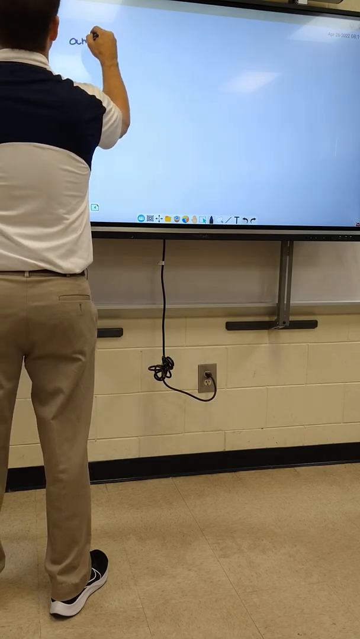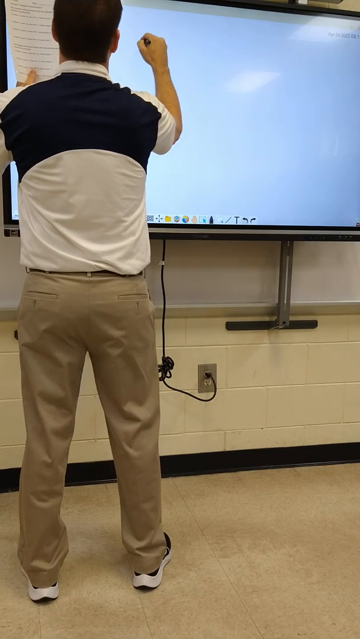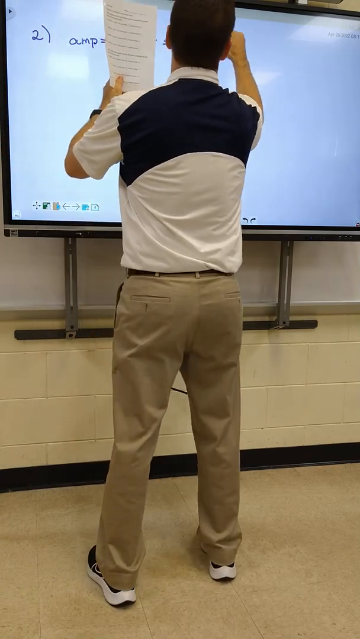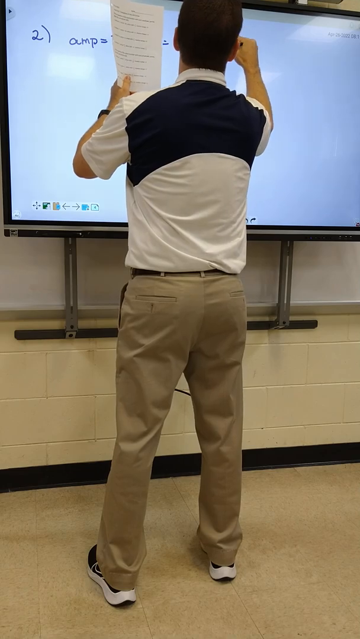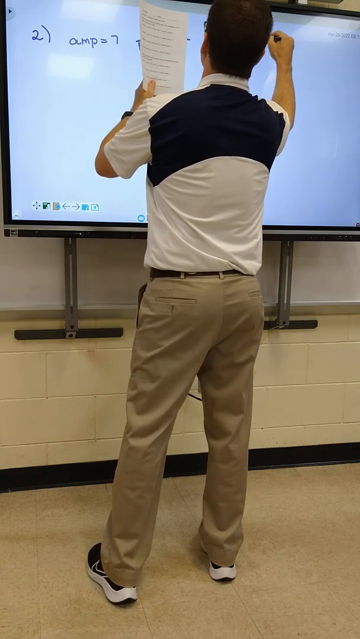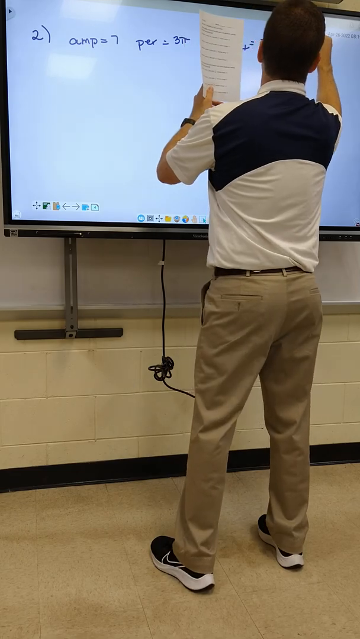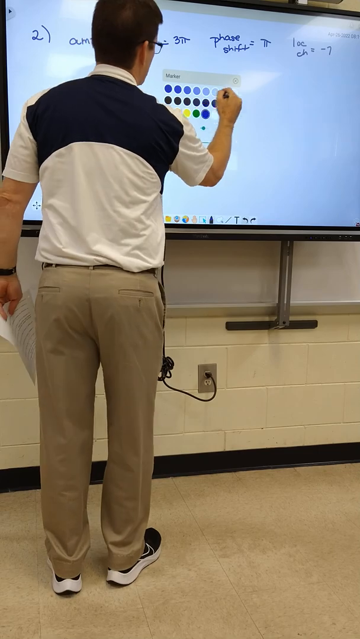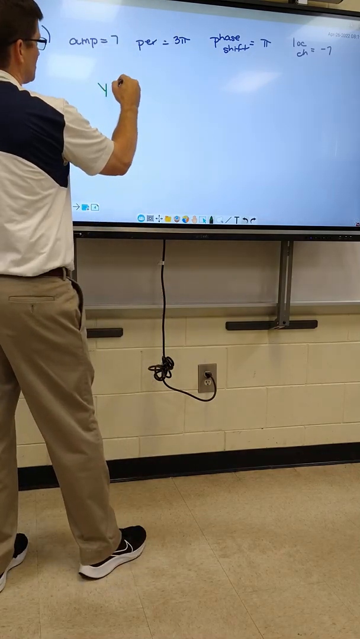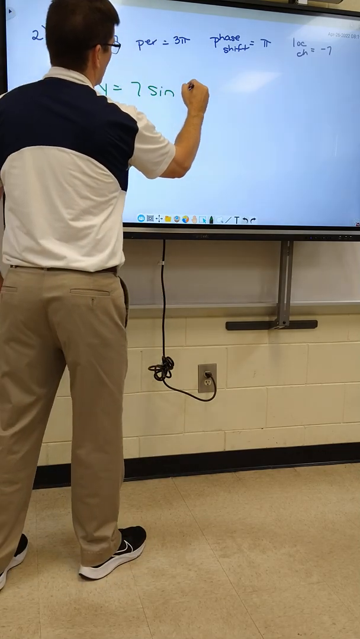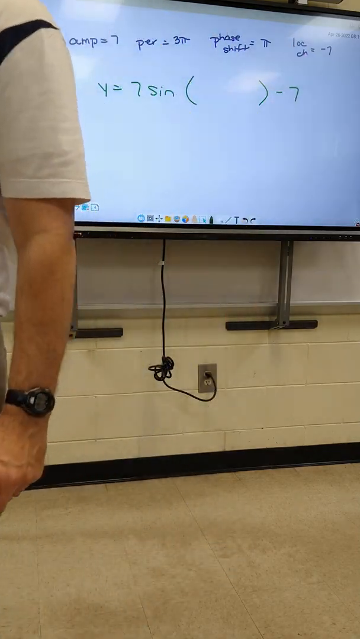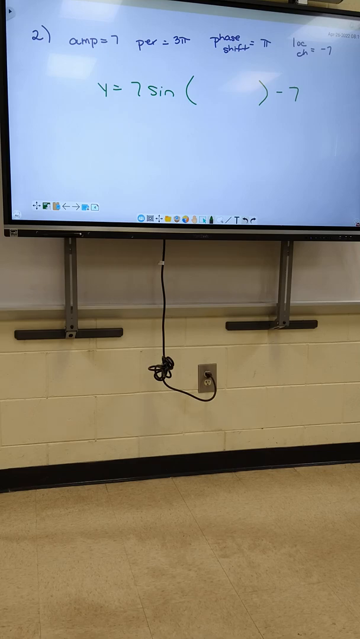All right, so amplitude is 7. Period is 3 pi. Phase shift is pi. Location change is -7. So what's the first thing we do? You go ahead and write your amplitude and your location change. Write the one down in the front and the one down in the back. Those are given to you.